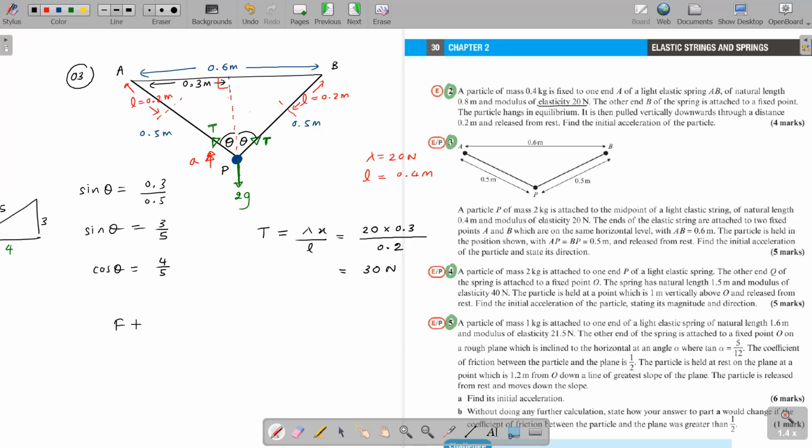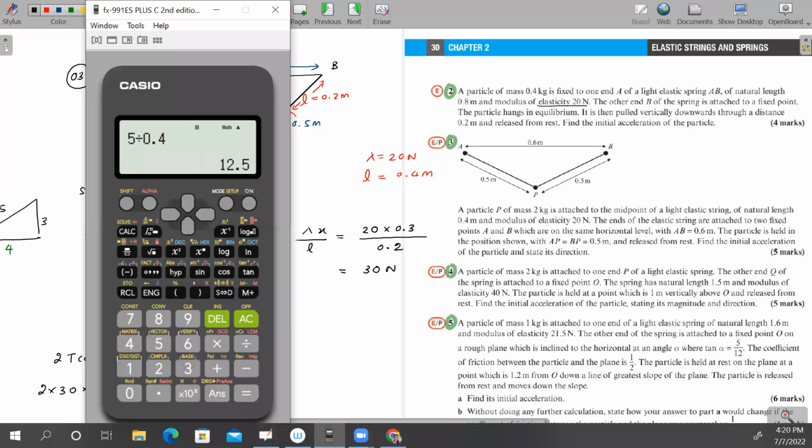Now let's apply F equals MA upwards. What do you get here? T cos theta. You see that upwards you resolve T cos theta and again a T cos theta. So that is 2 times T cos theta, and you subtract it from the weight 2g. So 2T cos theta minus the weight 2g equals mass times acceleration. Mass is 2 kilograms and acceleration is what you're trying to find. So 2 times 30 times cos theta, which is 4 over 5, minus 2 times g, which is 9.8, equals 2a.